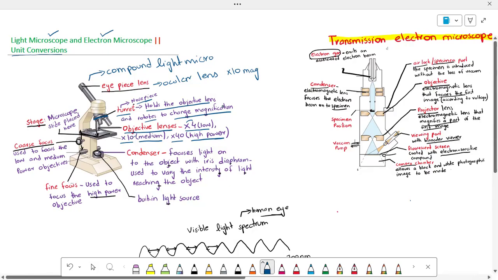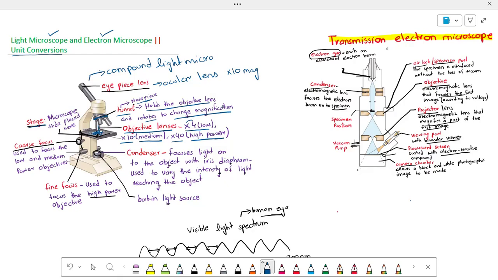Next we have the stage. This is the flat platform where we place the microscope slide. This is a microscope slide, and it contains the specimen or object. The specimen must be thin and transparent so that the light can easily pass through it.